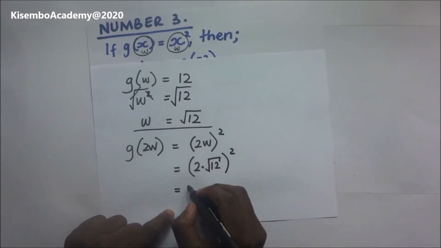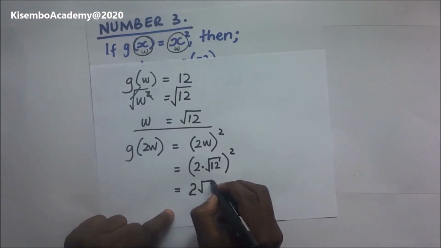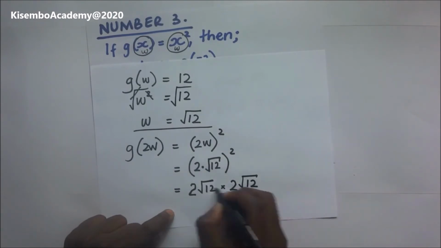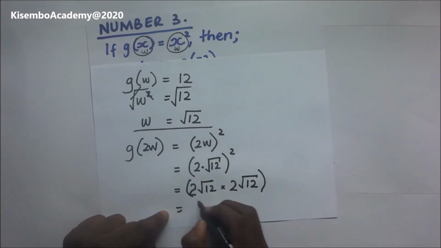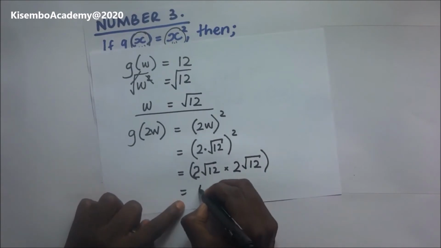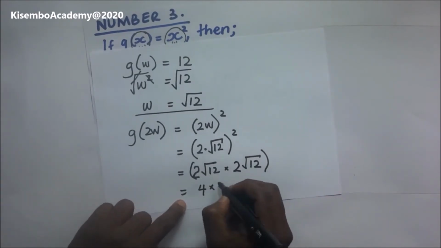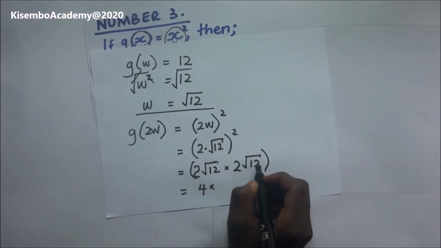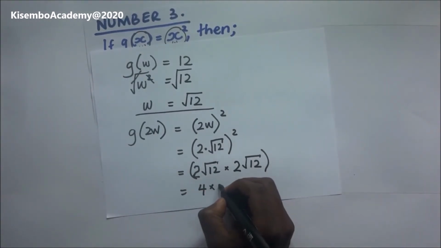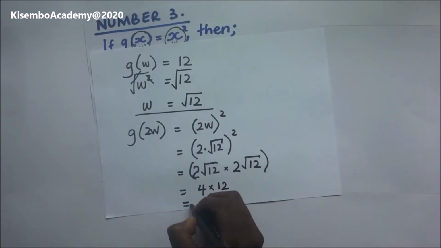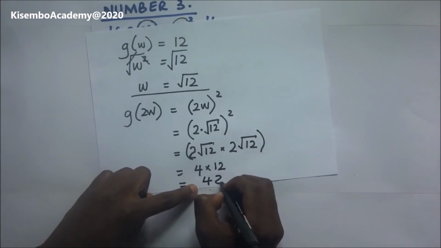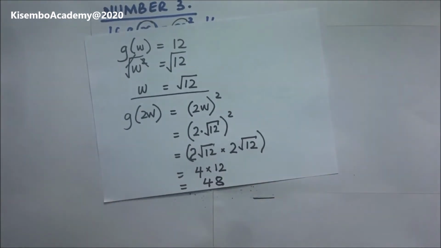This squared is going to become 2 root 12 times 2 root 12. So 2 times 2 is 4, times the square root of 12 times the square root of 12. A square root of a number times the square root of the number gives you that very number, so this remains times 12. And of course, 4 times 12 gives us 48. And that is our answer.